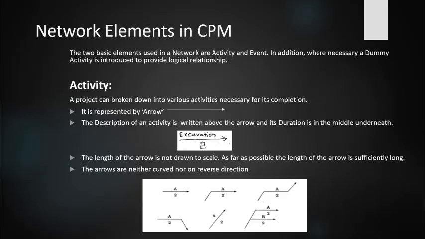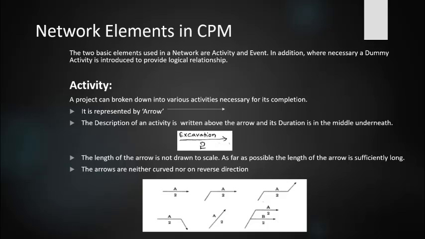Okay, so first of all, what is an activity actually? A project can be broken down into various activities necessary for its completion. Take a building project or a bridge project, the entire project must be broken down into a number of activities, right? Each activity will be represented by an arrow mark, with the arrow symbol. And the description of the activity is written above the arrow.